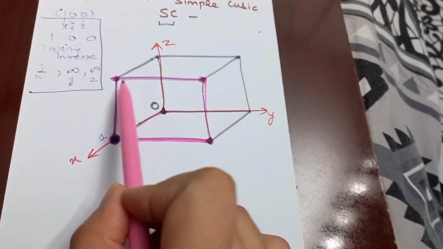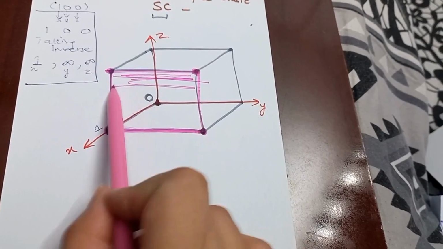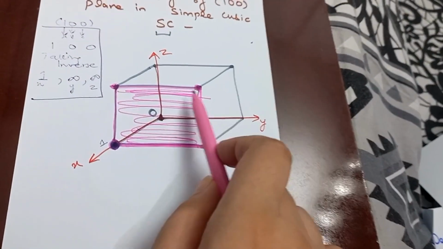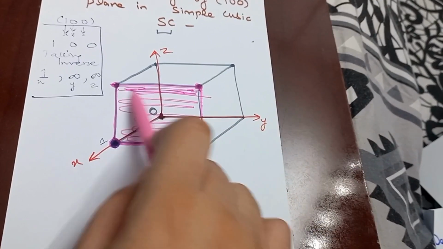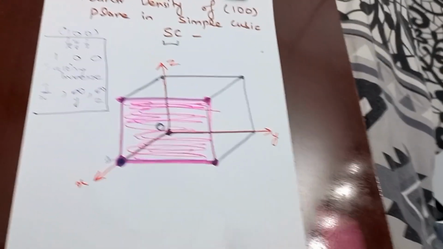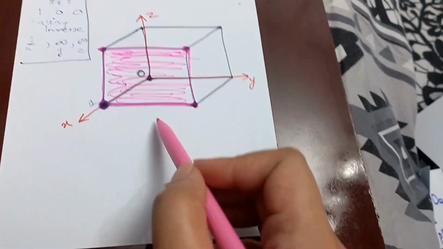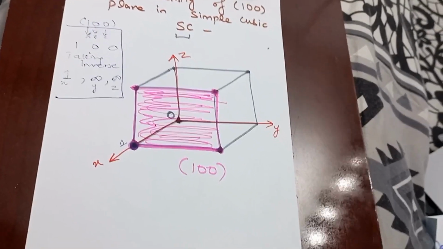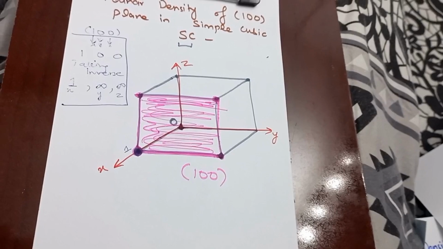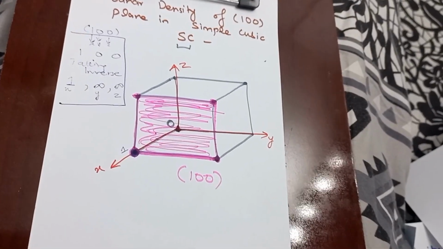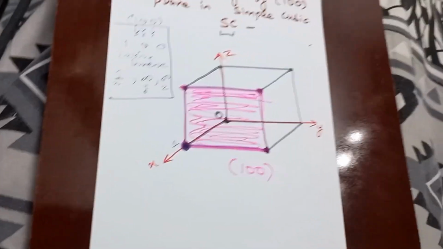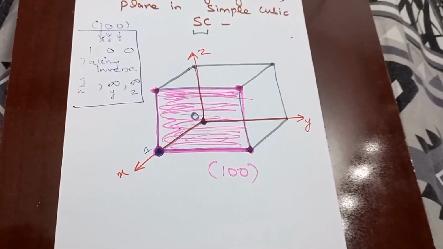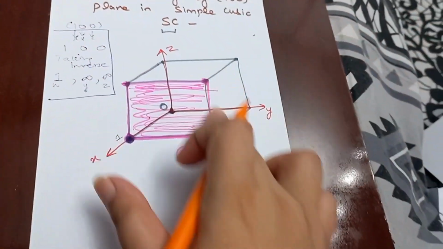That is it. Sorry for the line that just got away, this is not included here. This is the plane 1 0 0. And since it's a simple cubic structure, let us draw the atoms here, because we need to draw the net number of atoms lying on the plane, and this is the plane.